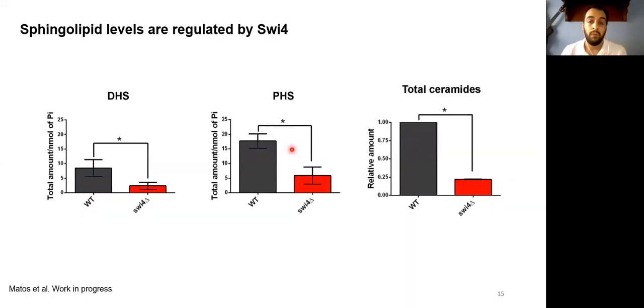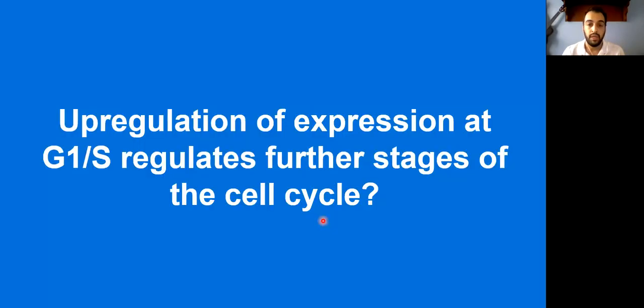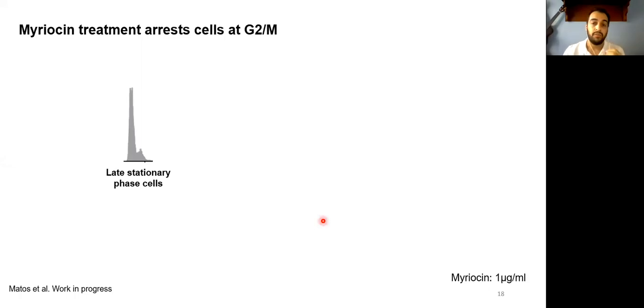And again, we saw that deletion of SUI4 reduced the levels of the hydrosphingosine, phytosphingosine, and also total ceramide levels. So this data is in agreement with our mRNA analysis. And so up to now, we saw that SUI4 is able to regulate both gene transcription and also the sphingolipid levels. But this upregulation during the G1S can regulate further stages of the cell cycle. We have some clues about how this is actually happening in the cell.